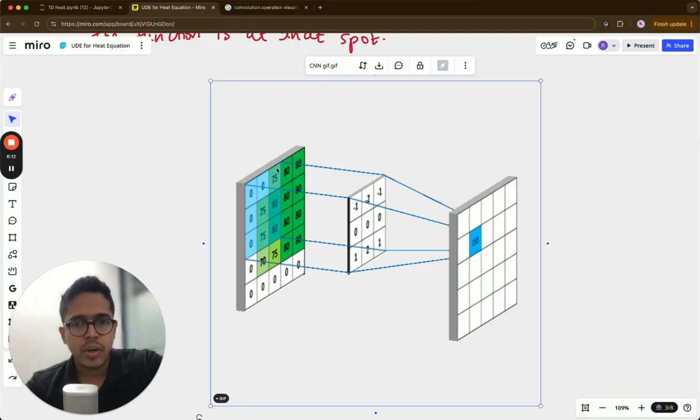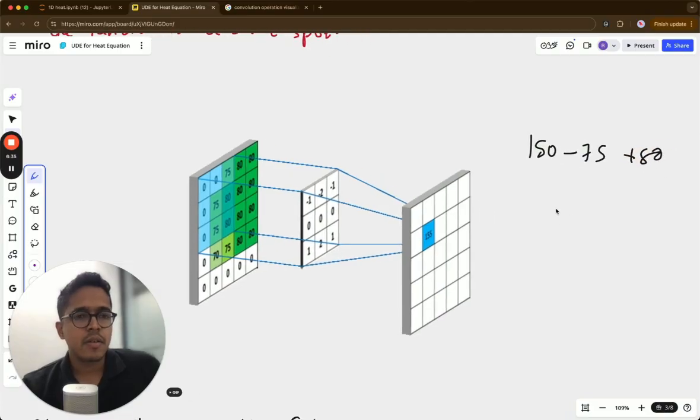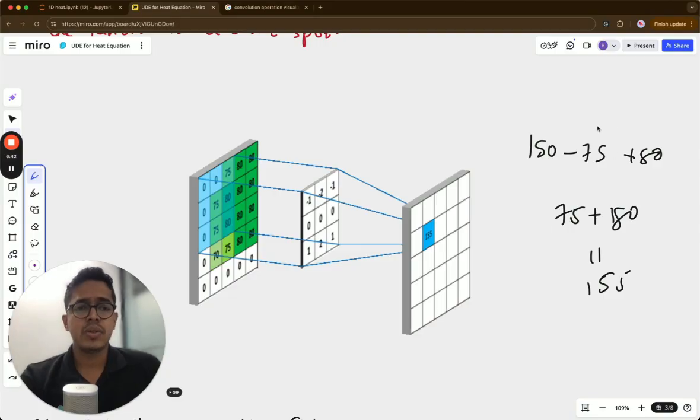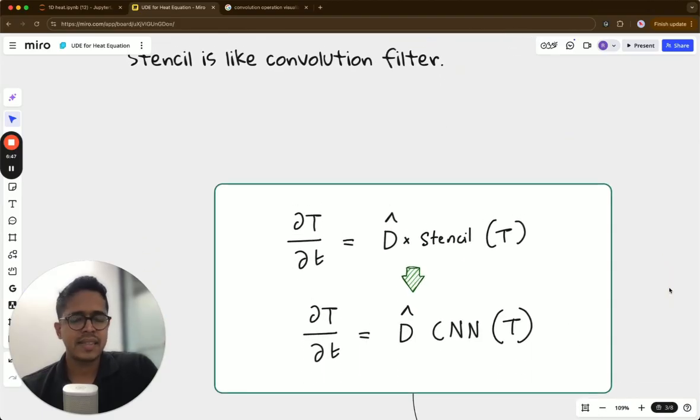So if I look at this as the region of interest, then all of these are invalid because they are getting multiplied by 0. This is also 0. So it will be minus 75 plus 80 plus 75 into 2. So that will be 150 minus 75 plus 80, which will be equal to 155. And here you can see that the output is 155. So this convolution operation works pretty much similar to a stencil.